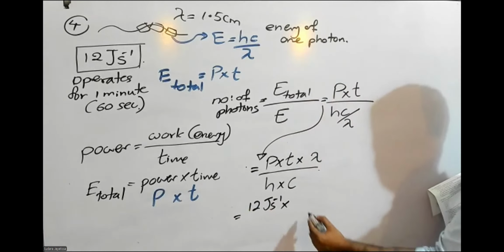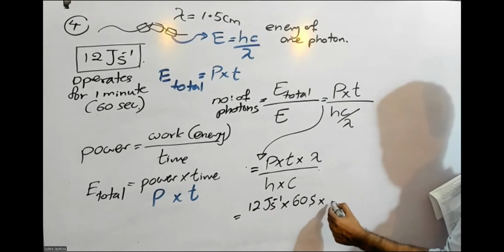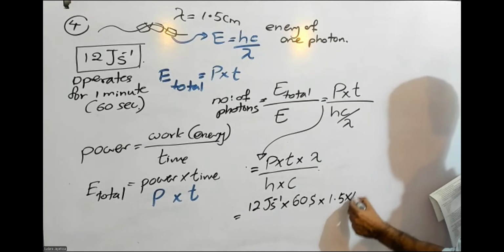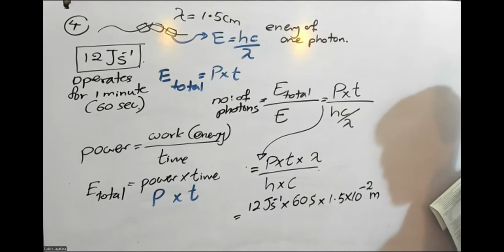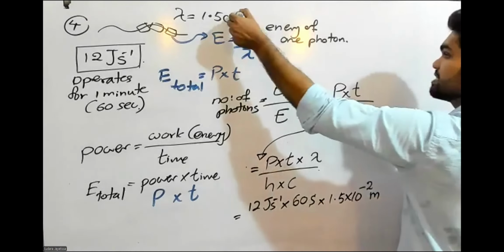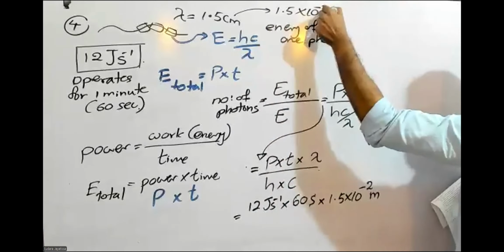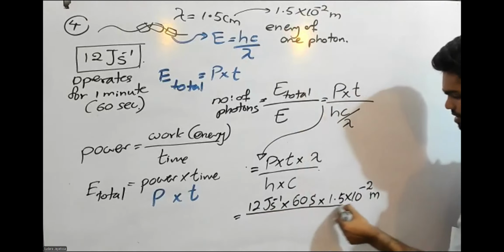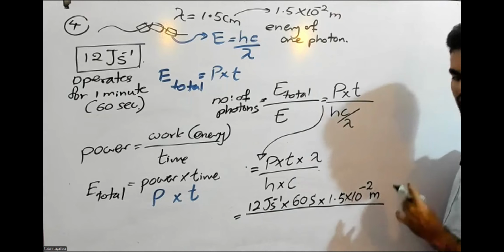And time, it is 60 seconds. And then lambda is 1.5 centimeters. So 1.5 centimeters means 1.5 into 10 to the power minus 2 meters. That is also important. Converting centimeters into meters, you have to multiply it by 10 to the power minus 2. Multiplying by 10 to the power minus 2 means dividing by 1000.